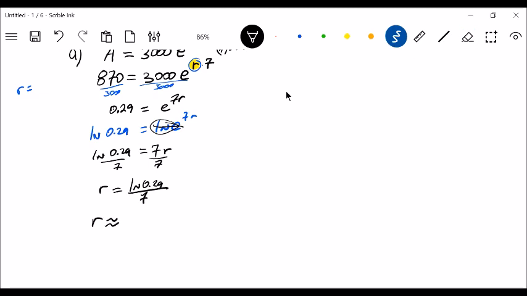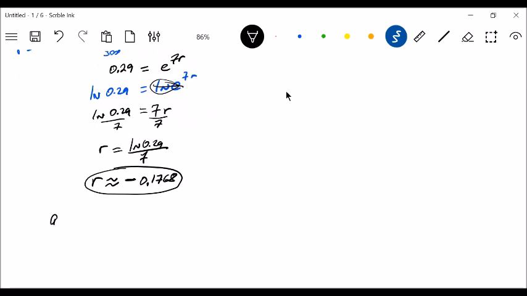r is approximately, when you put that in the calculator and go 4 decimal places, negative 0.1768. That's a very important number. And what we do now is we put that into the basic formula. The amount is equal to the original 3,000, like the principal amount of money, e^(-0.1768t). So if we were given, well, and now I box this.